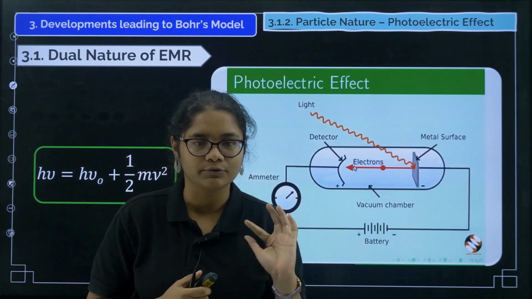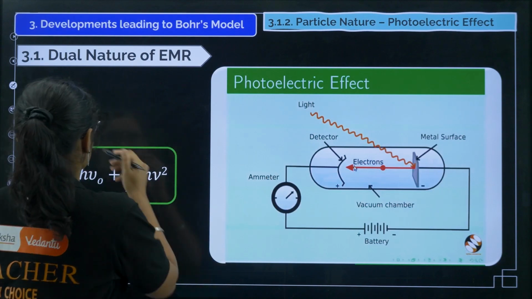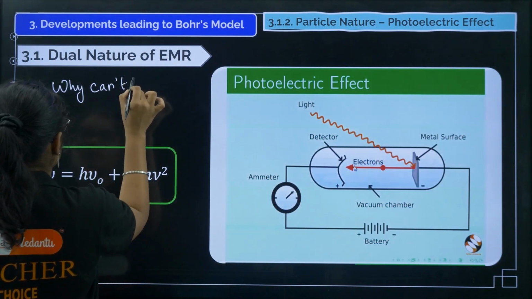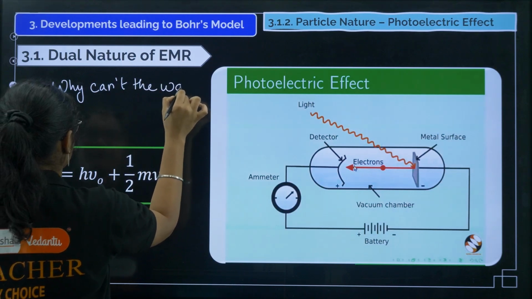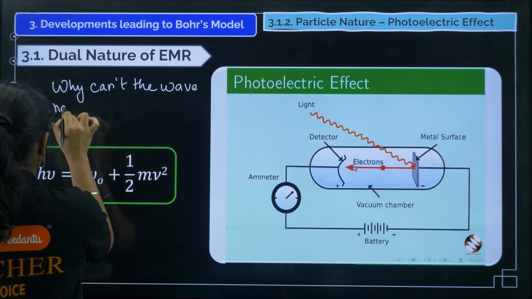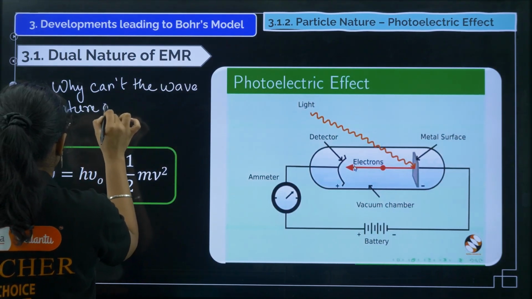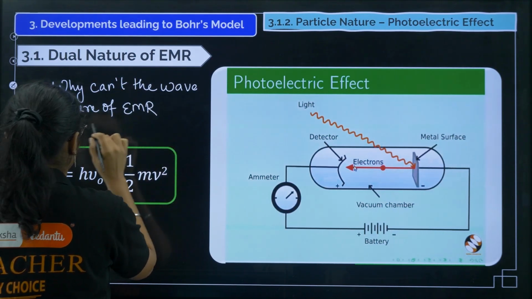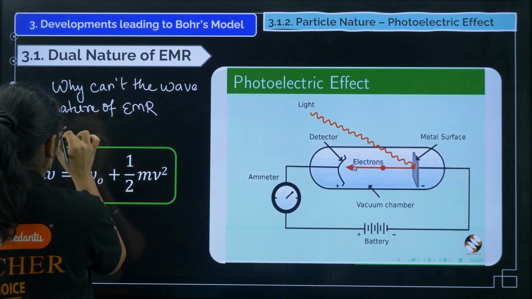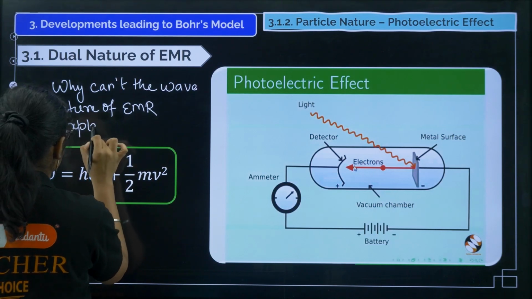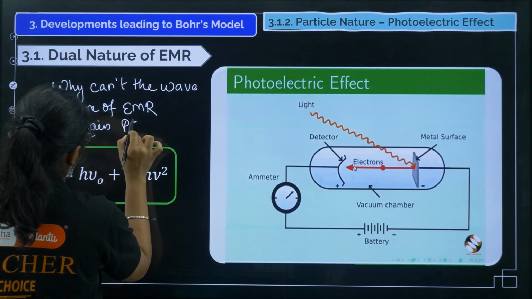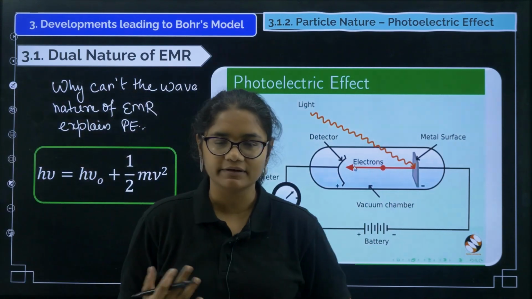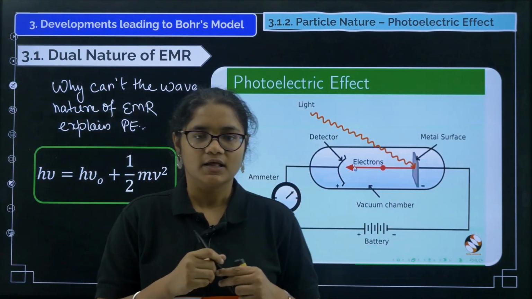So now why can't the wave nature of electromagnetic radiation explain this? There are some points that you need to understand. What is my question here? Why can't the wave nature of electromagnetic radiation explain the photoelectric effect? I'm just writing PE. Now understand this one.